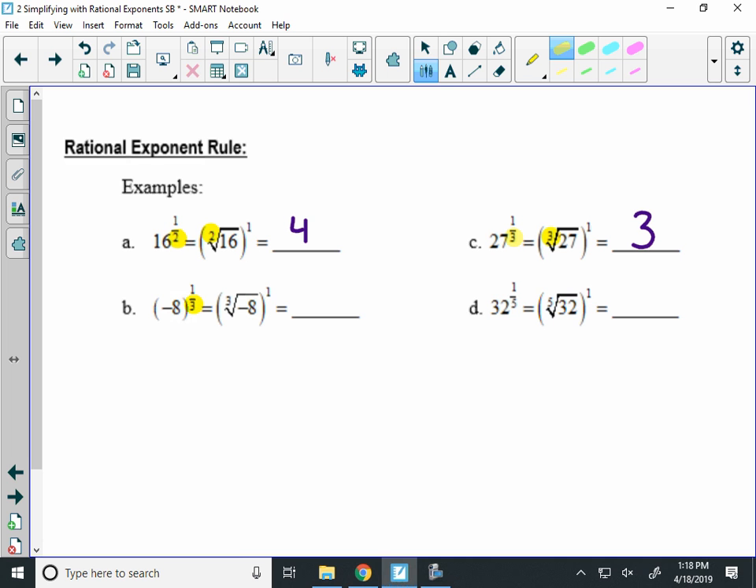So if I have -8 to the 1/3 power, that's the cubed root of -8, which equals -2. You can take the cubed root of a negative, because if I cube -2, that's -2 times -2 times -2, which is a negative.